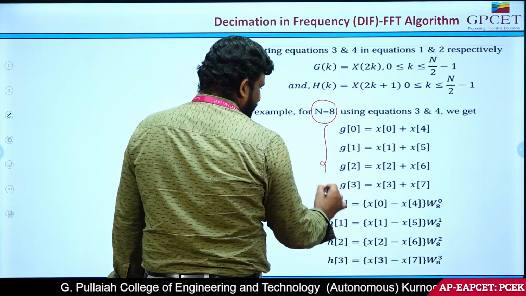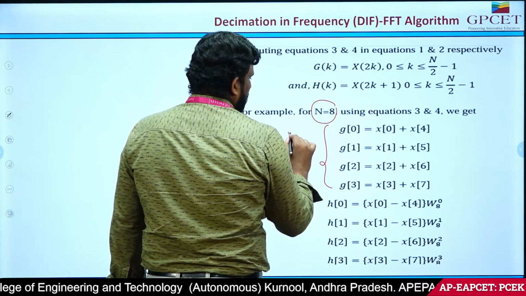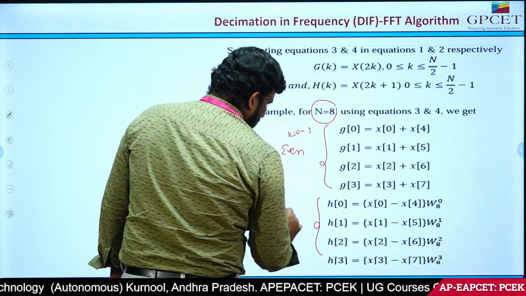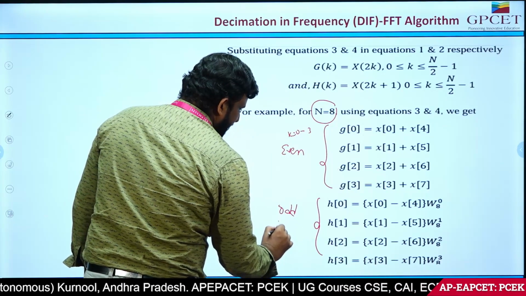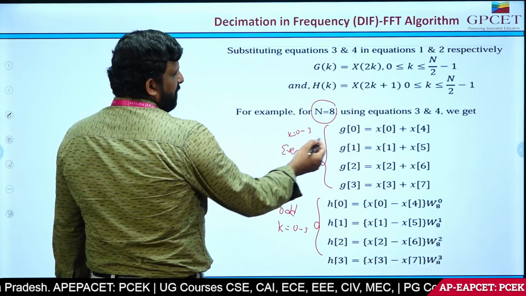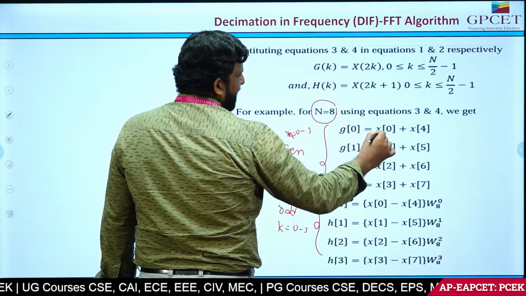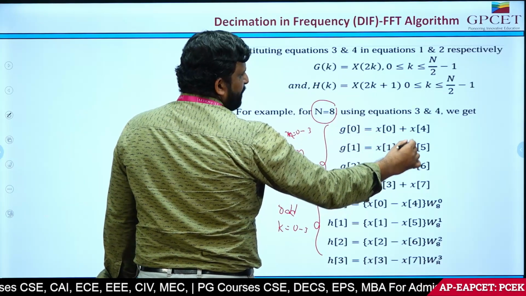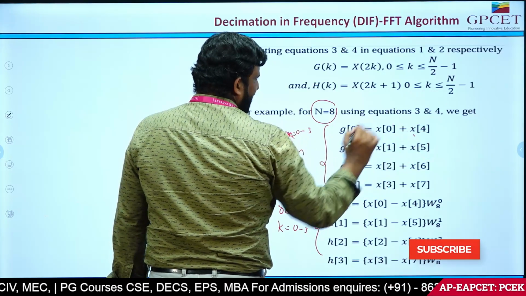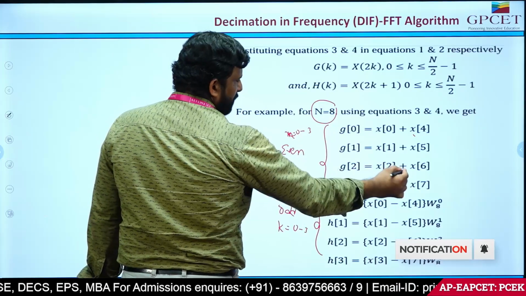So this is the even equations from k is equal to 0 to 3, and this is the odd equations from k is equal to 0 to 3, substituting k is equal to 0 to 3. Now for example, g of 0 is equal to x of n, that is x of 0, plus x of n plus n by 2. So after doing this, I am going to get x of 4. If I substitute n is equal to 1, this is the equation. If I substitute n is equal to 2, n is equal to 3.